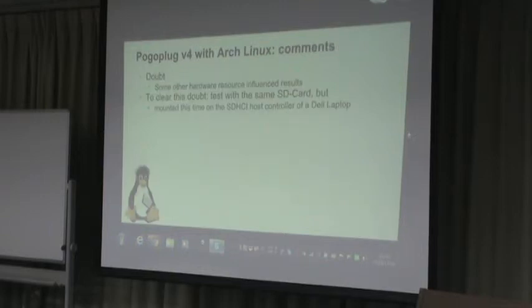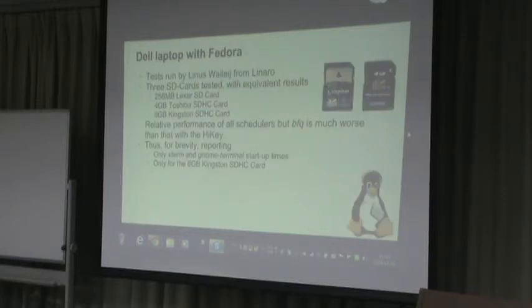Why? My doubt was that some other resource was the actual bottleneck. So to clear this doubt, Linus repeated the same test with the same SD card, but now using his laptop, which is of course much faster in any other respect. He ran this test actually with many cards, and the relative performance of all these schedulers, except for BFQ, was much worse than with the high key, so much worse results, because these SD cards are slower than eMMC.